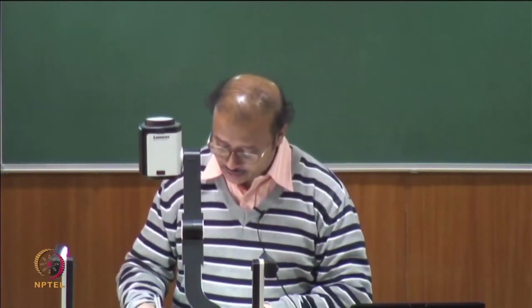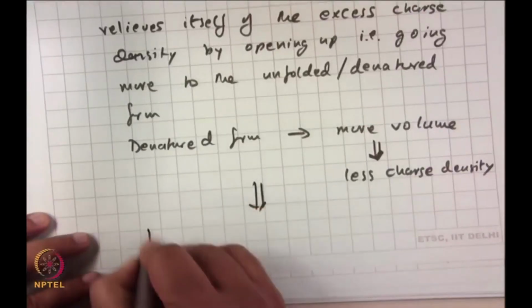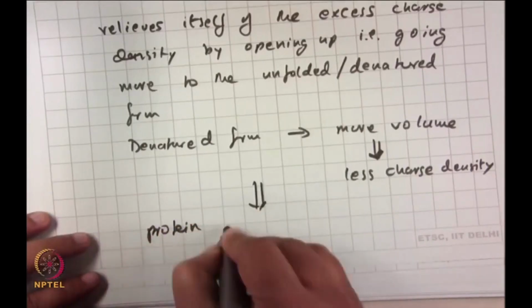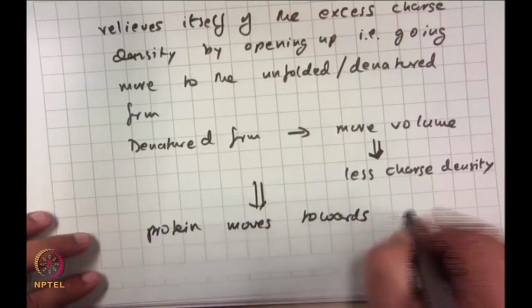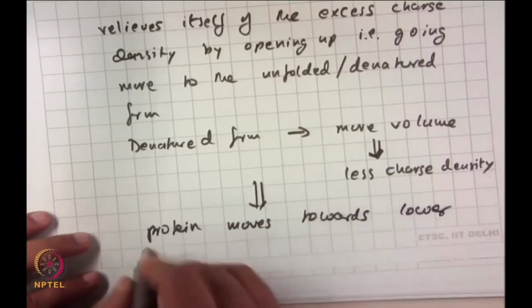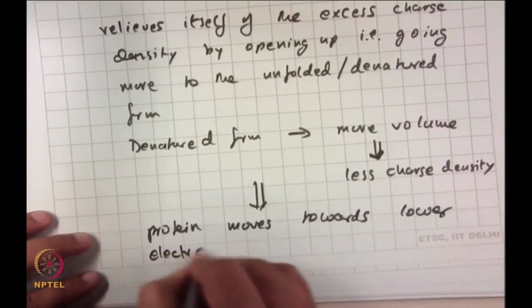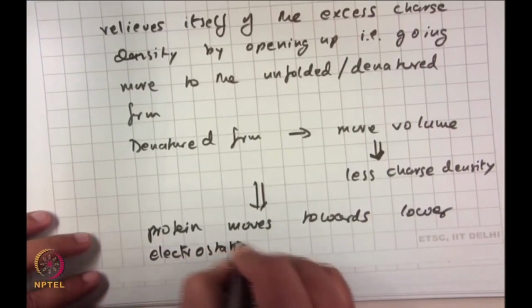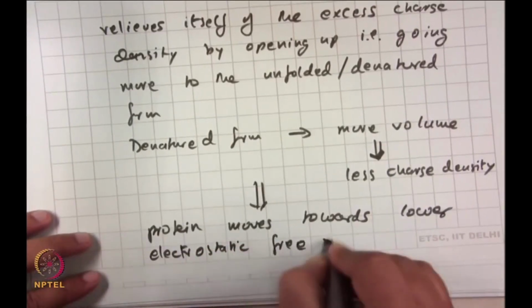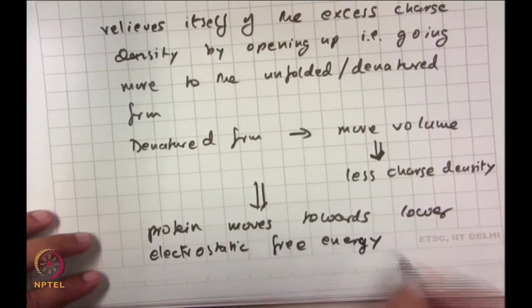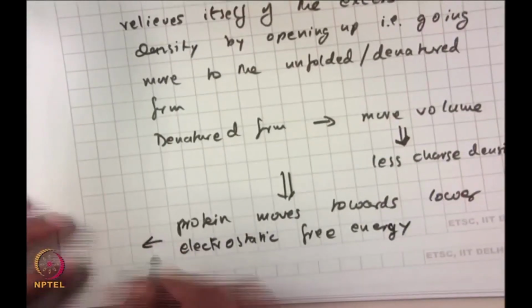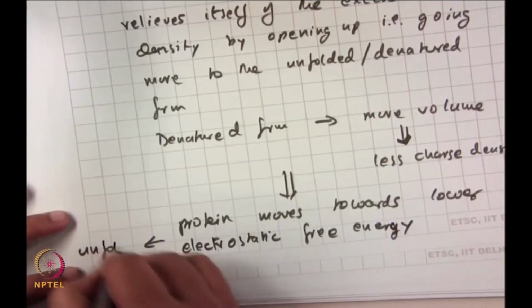So, that means the protein moves towards lower electrostatic free energy, and this is essentially your unfolding of the protein.